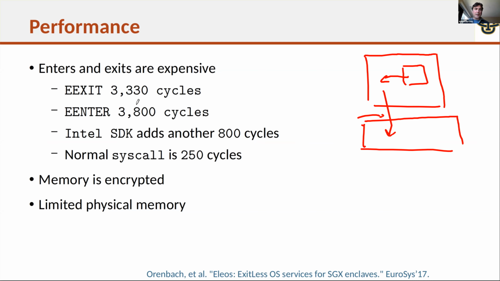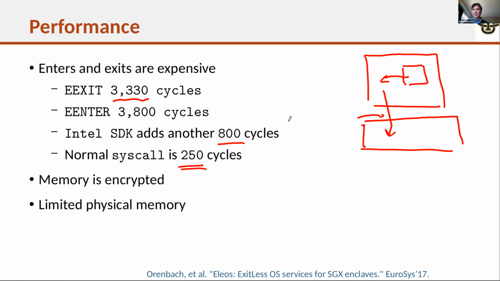And enclave exits are in the order of like 3,000 cycles, and you have to exit and then enter back. So a simple system call will take roughly 7,000 cycles just to do nothing, with the Intel SDK adding 800 cycles itself. Not that many people count cycles, but people who build databases, we do. On a normal system, a system call is only approximately 250 cycles, so it's quite a bit slower.